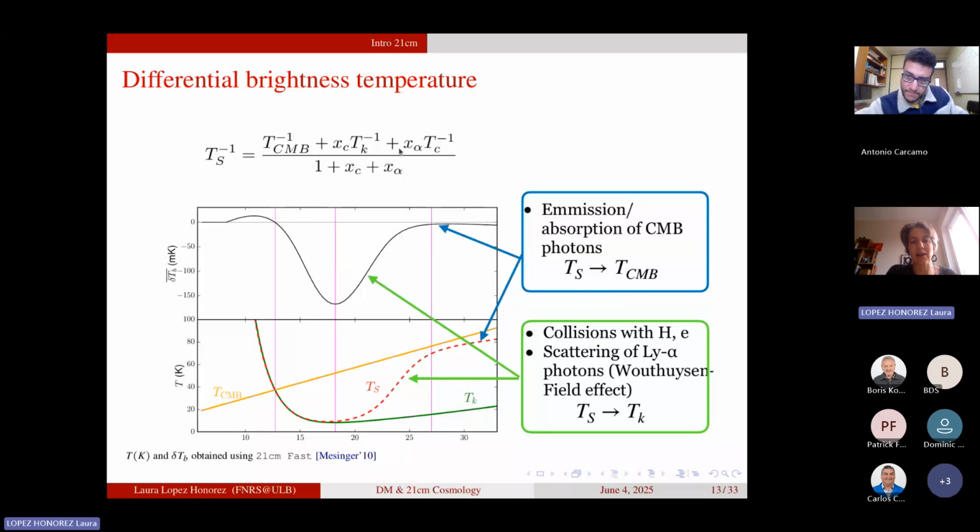And when this X alpha becomes big, it's going to be driven by this term. And the spin temperature is going to be equal to the color temperature, which at the end of the day is equal to the gas temperature. Okay? Okay, thanks. No problem, thank you.